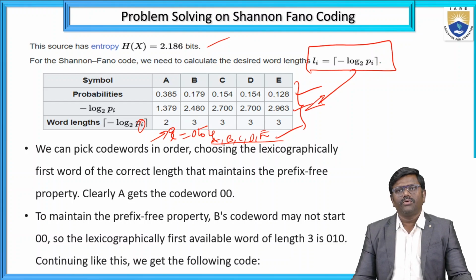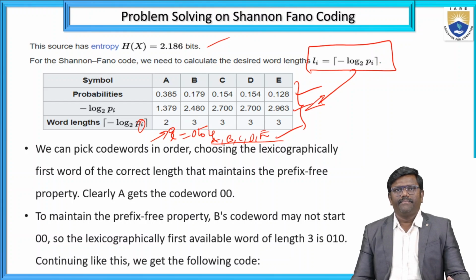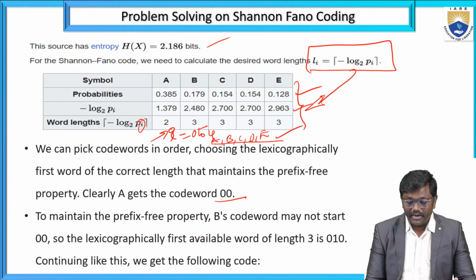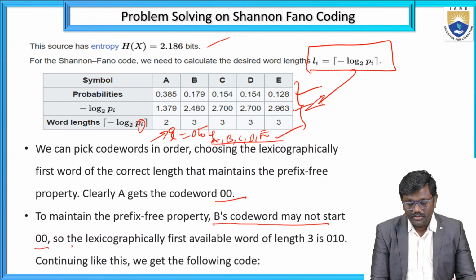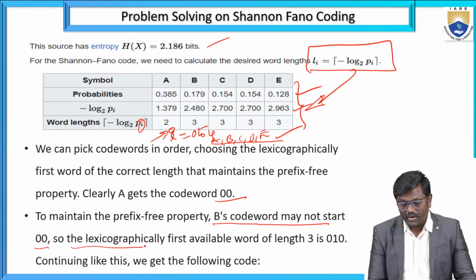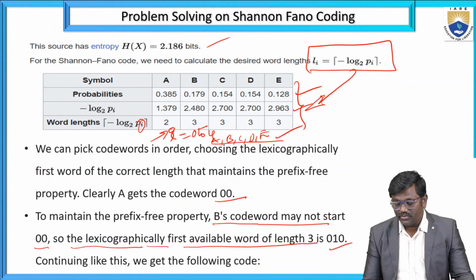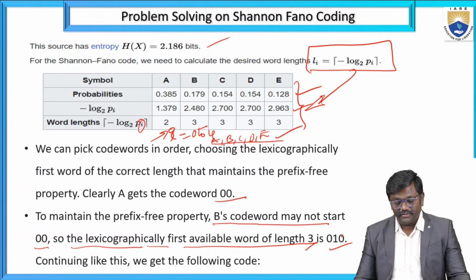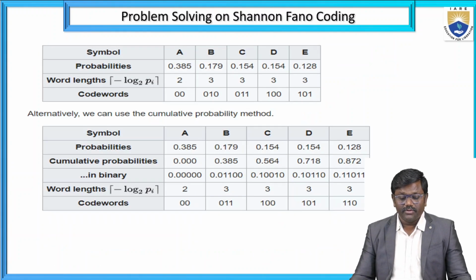You can pick code words by choosing the lexicographically first word of the correct length that maintains the prefix-free property. A gets the code word 0, and B gets a code word that may not start with 0; the lexicographically first available word of length 3 is 010, and counting like this we get the following codes. So how did we get this?